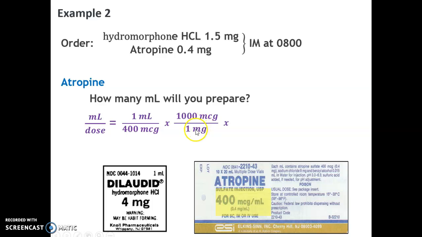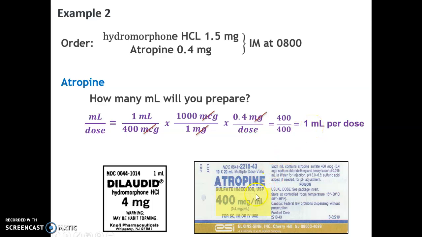There's 1,000 micrograms in 1 milligram. We are ordered to give 0.4 milligrams per dose. Okay, so check for those units, make sure they're canceling. And again, the general lineup is that the first fraction comes from your label, the second fraction comes from your order as long as the units match. If they don't, then you have to throw in that conversion. Okay. All right, so run the math and it should come out that you get 1 milliliter.